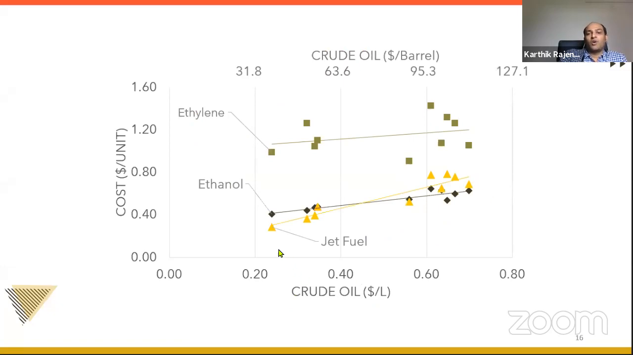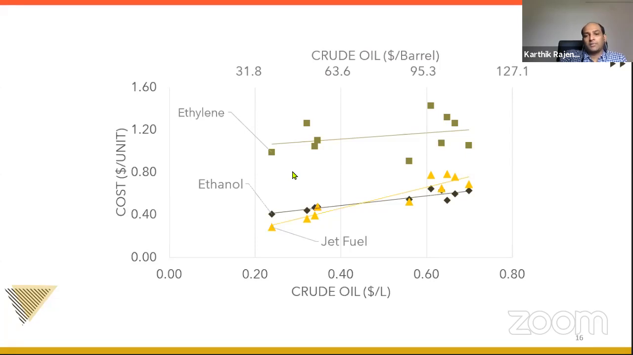And if you look at how the crude oil price relates to the cost of different products, you can see that crude oil price is directly proportional to most of the products. We have mapped the historical prices in dollar per liter. So on the x-axis you have dollar per liter, and on the top axis you have dollar per barrel. This light green is for ethylene, the black one for ethanol, and then jet fuel. Though they are different products, you have a direct correlation between the crude oil and the cost of a petrochemical product.